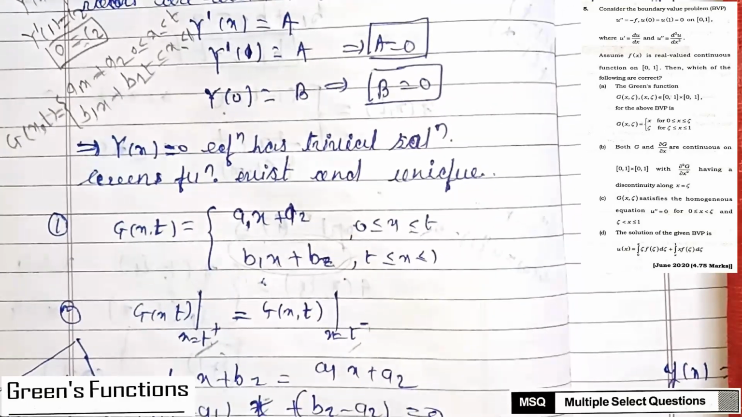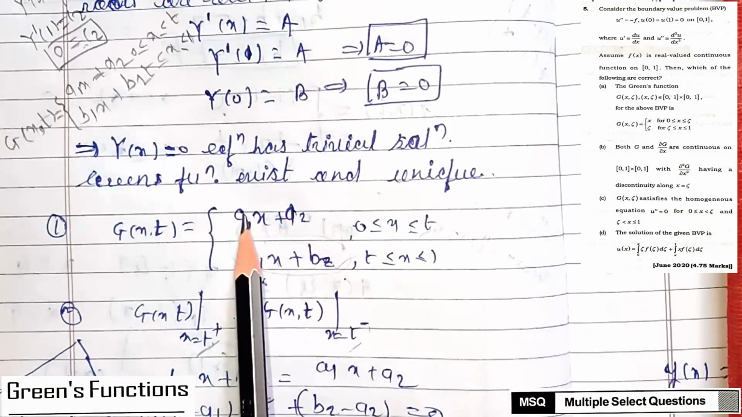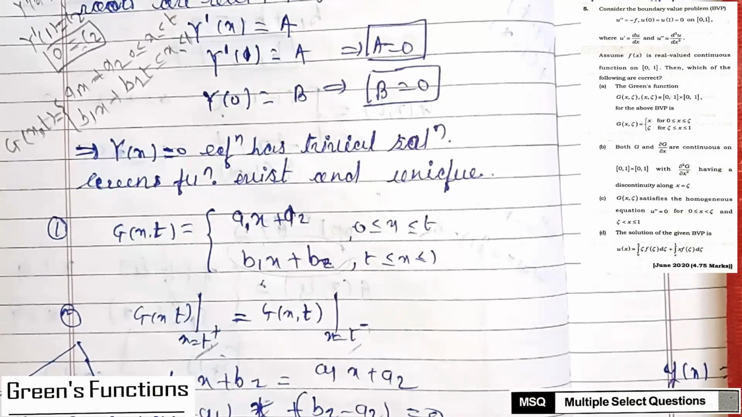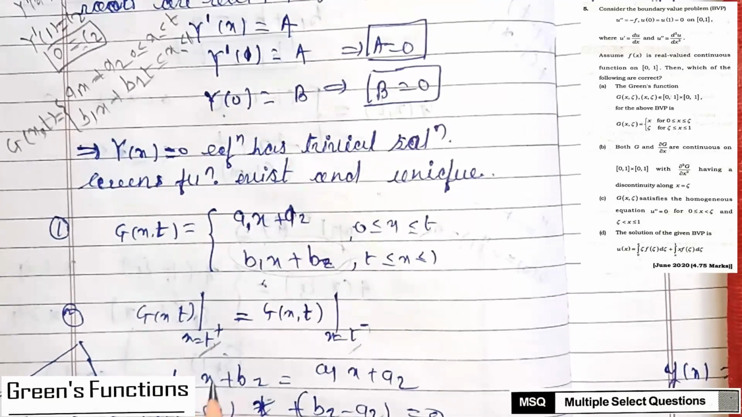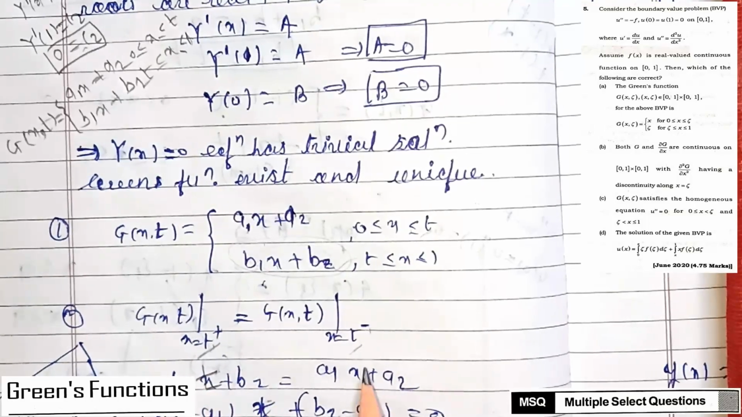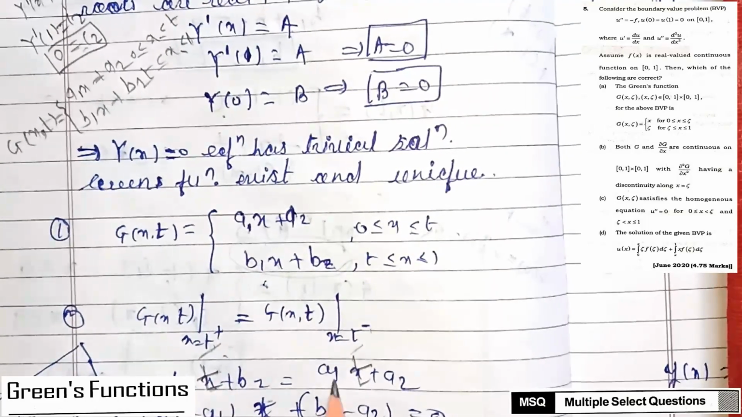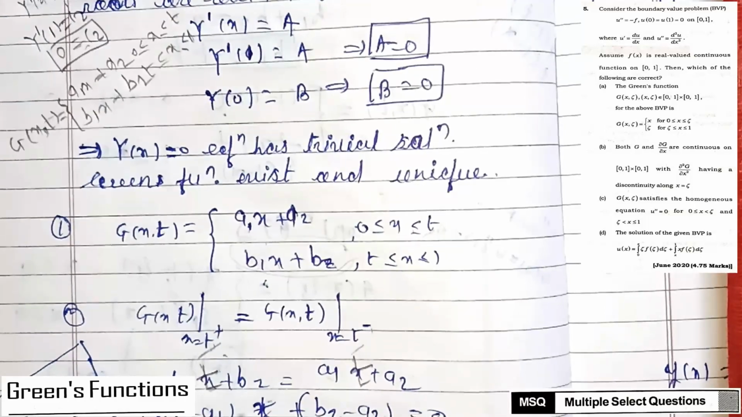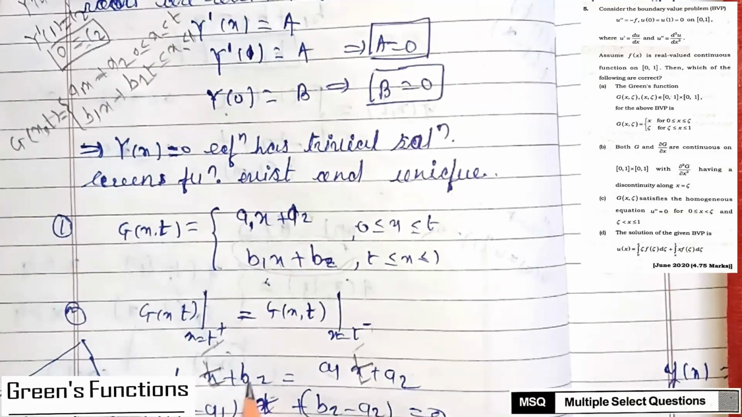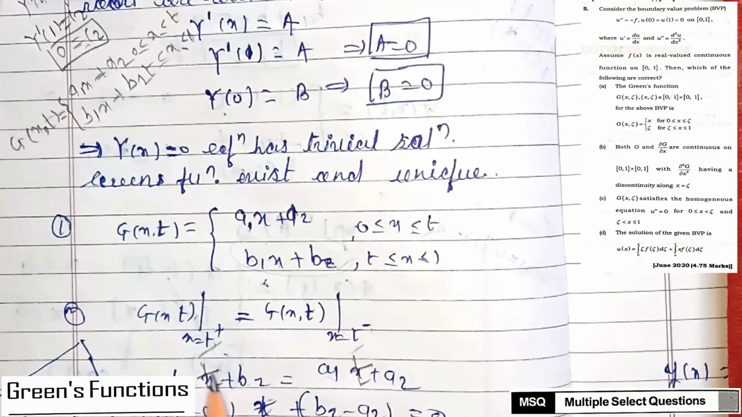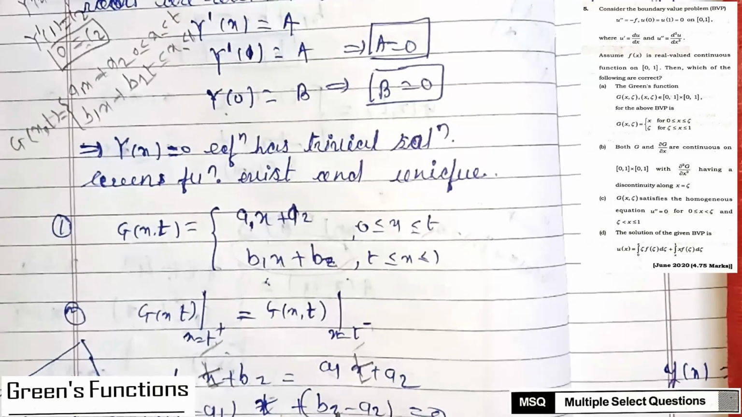So put the value at a point t. Okay, so a1t + a2, b1t + b2. So b1t + b2, a1t + a2. Okay, now put this value. So take b1 minus a1. Take the t term together: (b1 - a1)t + (b2 - a2) = 0.